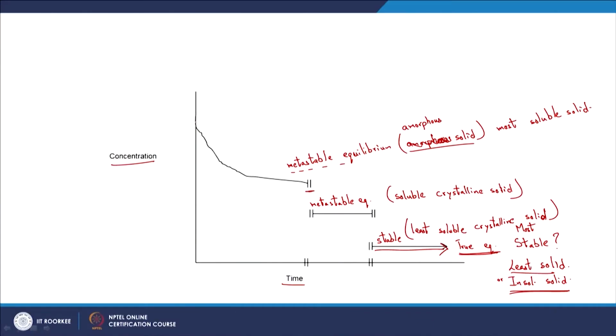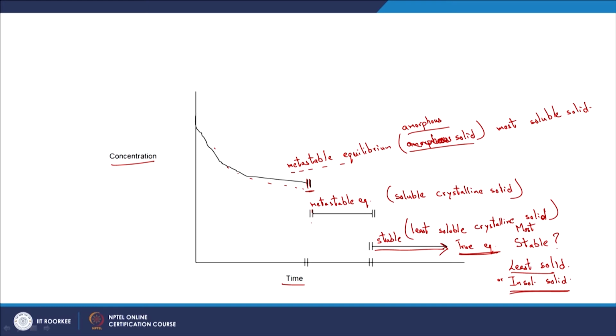So initially you will have the amorphous form, which is the most soluble, right? But is it the most stable form? No, not really. The next stage would be the soluble crystalline form, and the last stage would be the most insoluble or least soluble crystalline form, and that's what we are looking at here. Obviously the concentration of the relevant metal keeps on decreasing. Initially there is a metastable equilibrium with respect to the amorphous solid, and then the next stage. This is with respect to a lapse in time. This is what the nomenclature means.